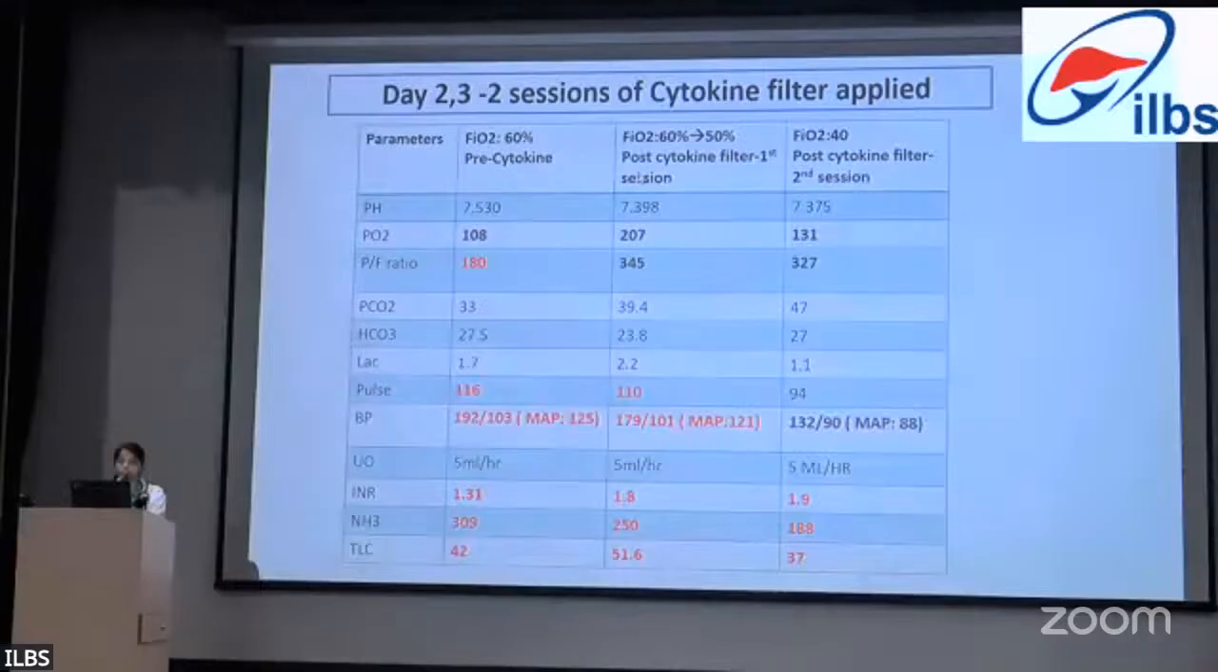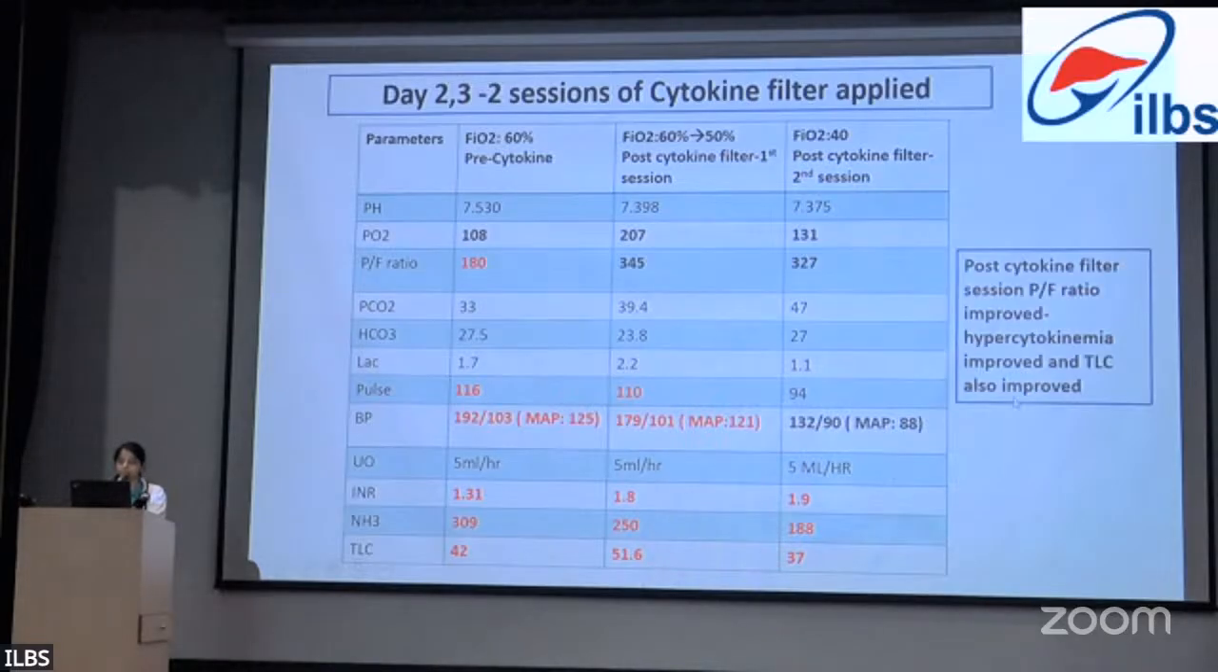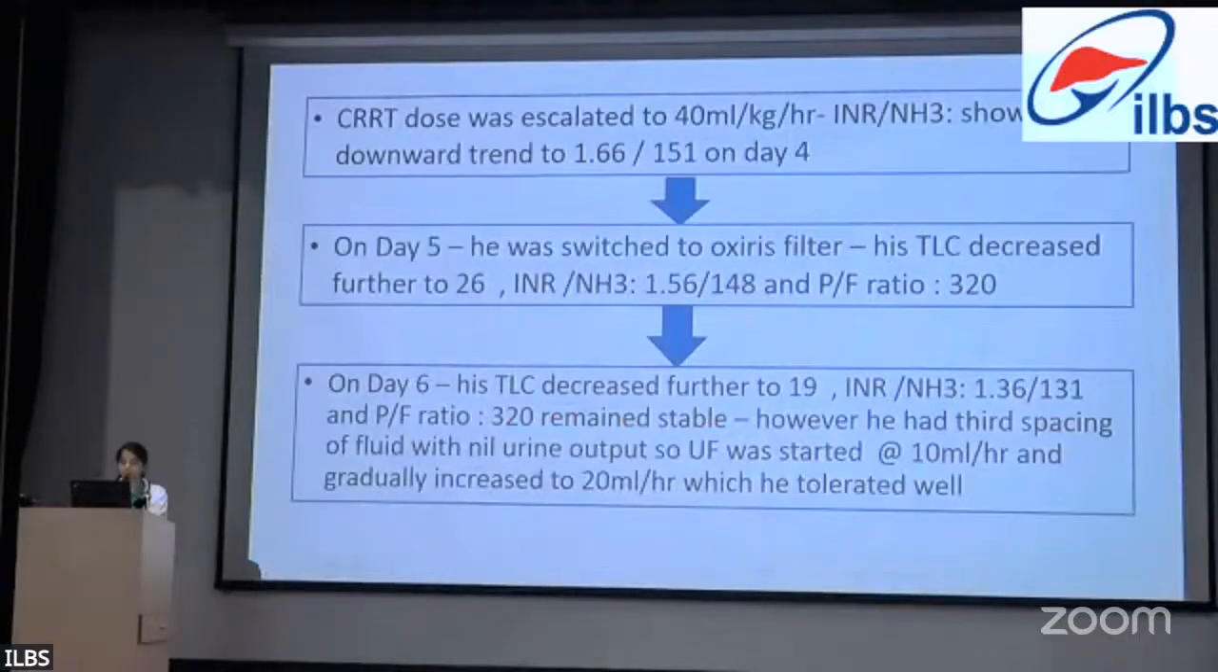So post the first session of cytokine filter and post second session, there was improvement in PF ratios to 345 and 327. His heart rate also started to settle, and his INR was 1.8, 1.9. Ammonia had started to settle, 250 to 180, 188. TLC counts, which were initially 42, came down to 52 and then to 37,000. So they had started downtrending. Post cytokine filter, PF ratios improved, hypercytokinemia also improved, and TLC also shows improvement.